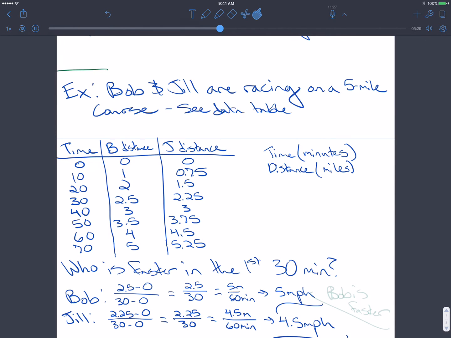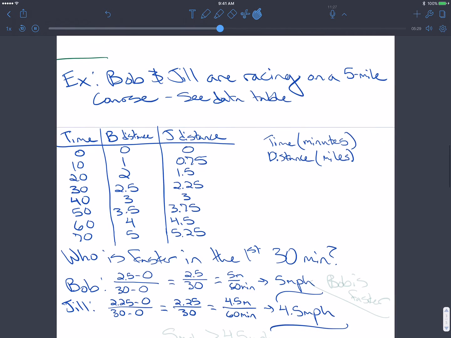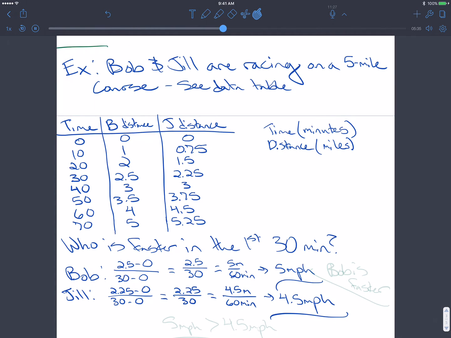So the question being, who is faster in the first 30 minutes? Who has a faster speed? Bob has a faster speed in the first 30 minutes. So to answer that question, that would be Bob, because 5 miles per hour is greater than 4.5 miles per hour.